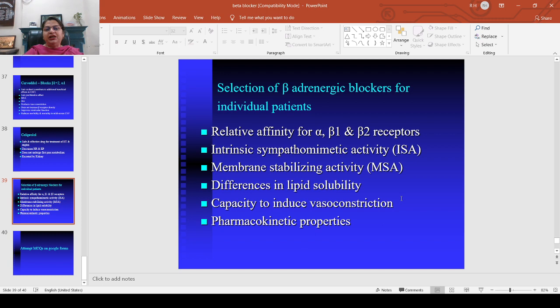The selection of beta adrenergic blockers for individual patients is dependent especially upon their relative affinity for alpha, beta 1 and beta 2 receptors, the intrinsic sympathomimetic activity, membrane stabilizing activity of different drugs, differences in lipid solubility, capacity to induce vasodilation, and at the end, the pharmacokinetic properties. So, the selection is based upon all these features.